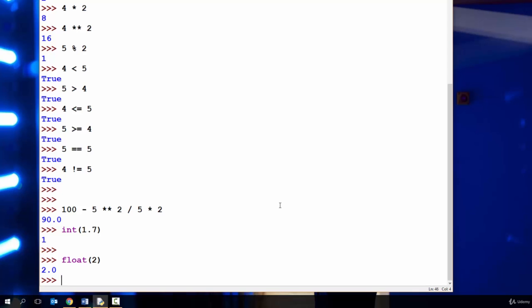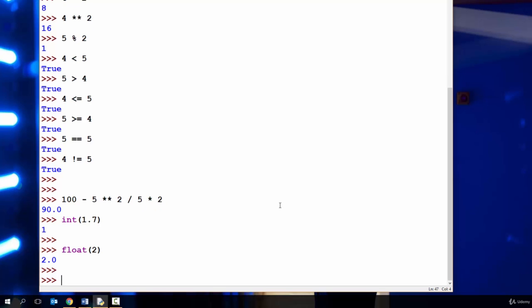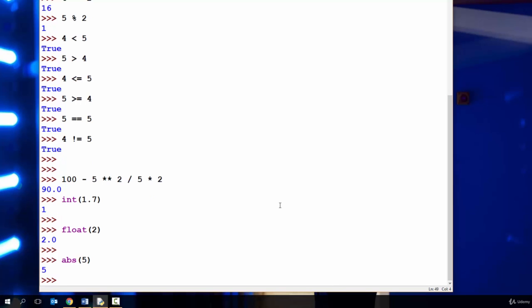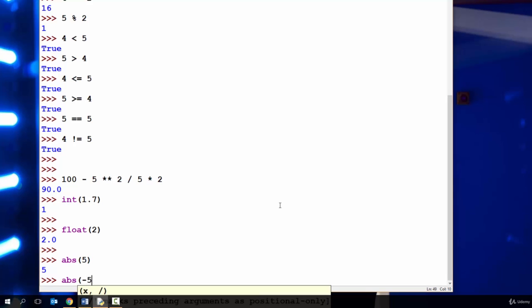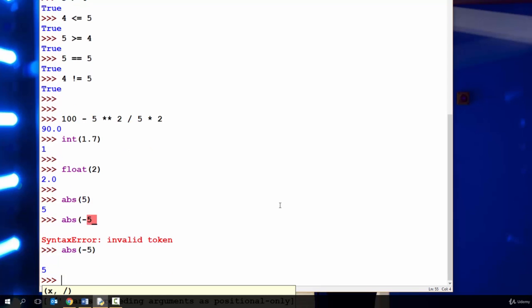Finally, let's have a look at a few more functions which may come in handy in the future when working with numbers. The abs function returns the absolute value. This is actually the distance between the number we provide in between parentheses and 0. So abs of 5 returns 5 since this is the distance between 5 and 0. Next, abs of minus 5 also returns 5 since the distance is the same as before.